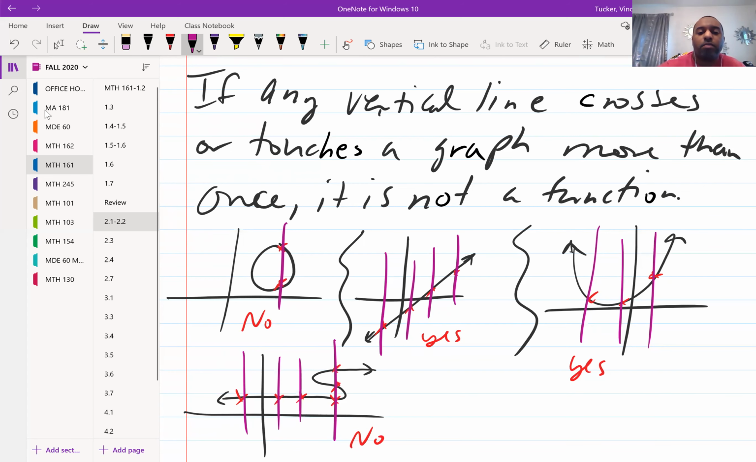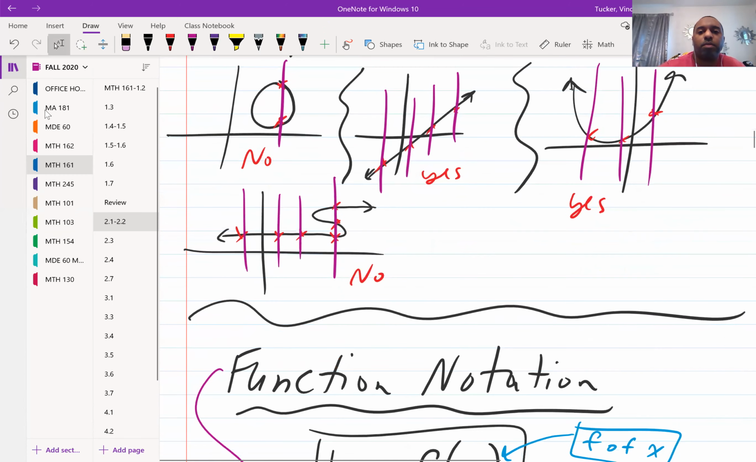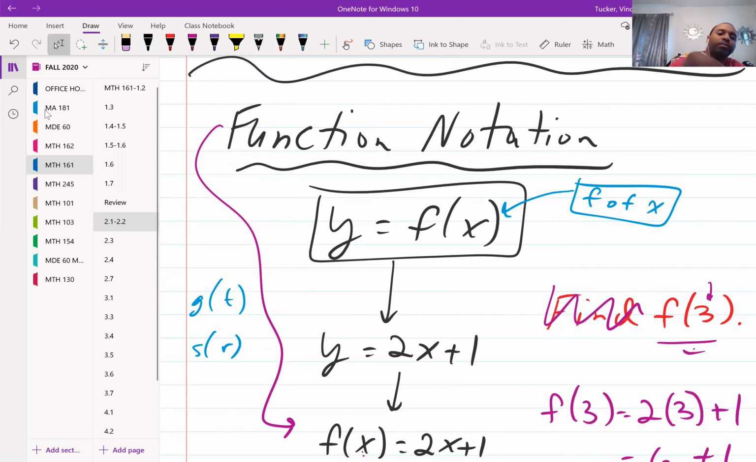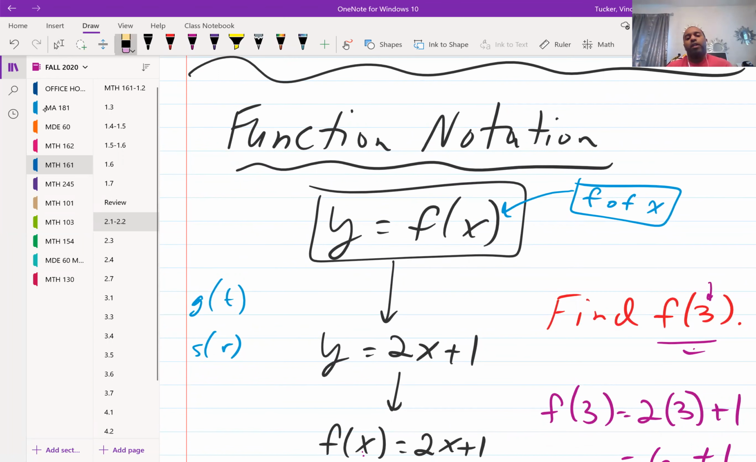All right, scrolling up. Function notation. y is equal to f of x, and that's how we say it, f of x. From this point forward, y and f of x are interchangeable. They could change that up within the problem, in other words, substitute one for the other and vice versa. They expect you to know that f of x and y are the same thing.